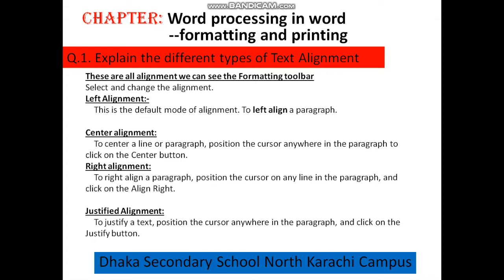Center alignment. To center a line or paragraph, position the cursor anywhere in the paragraph and click on the center button. Right alignment. To right align a paragraph, position the cursor on any line in the paragraph and click on the align right. Justify alignment. To justify a text, position the cursor anywhere in the paragraph and click on the justify button.